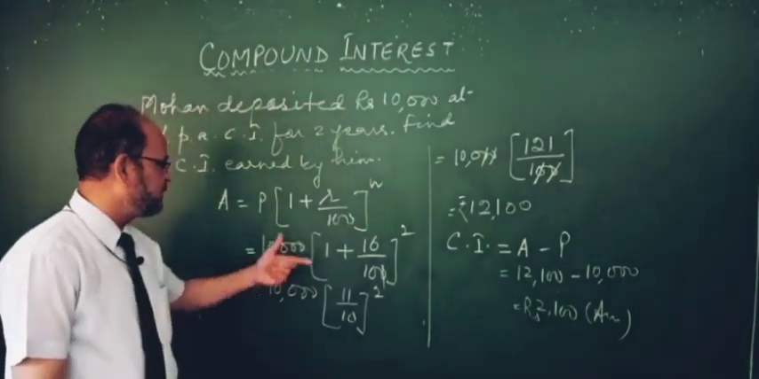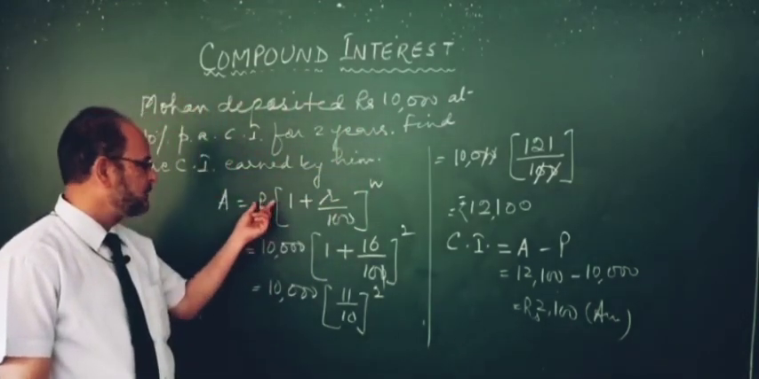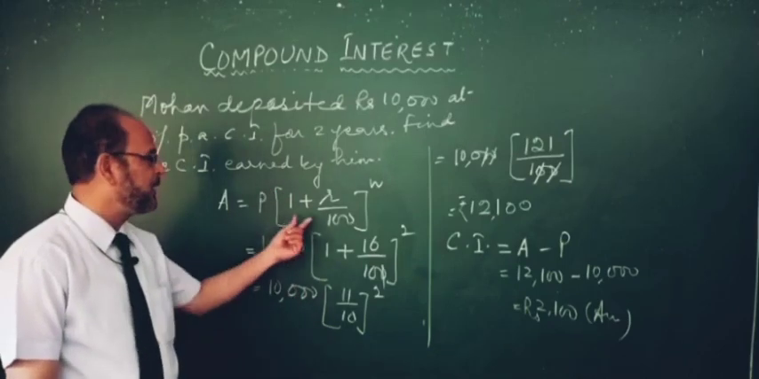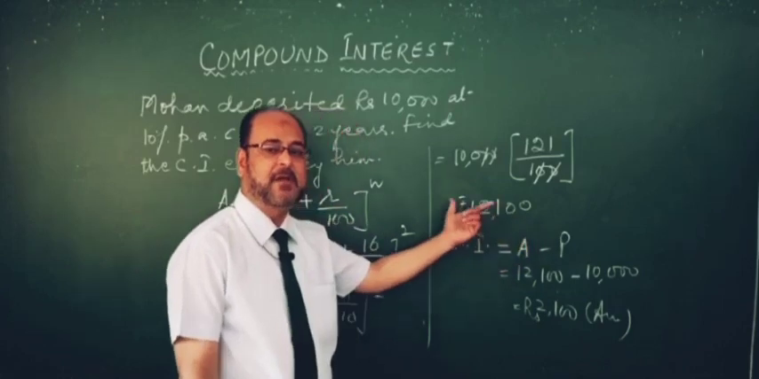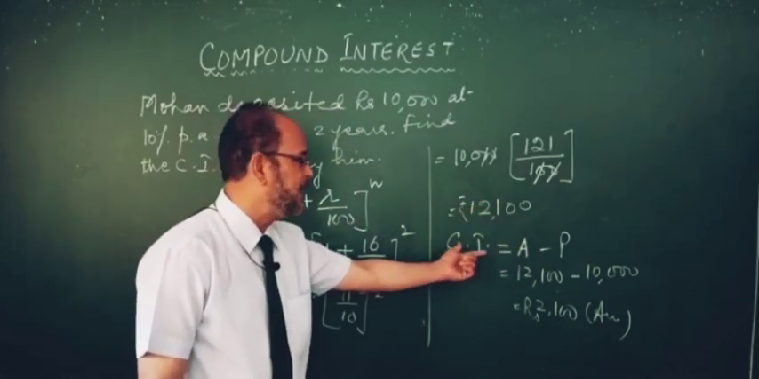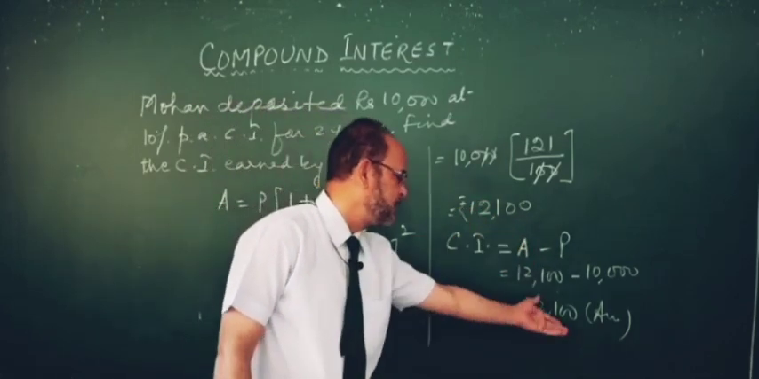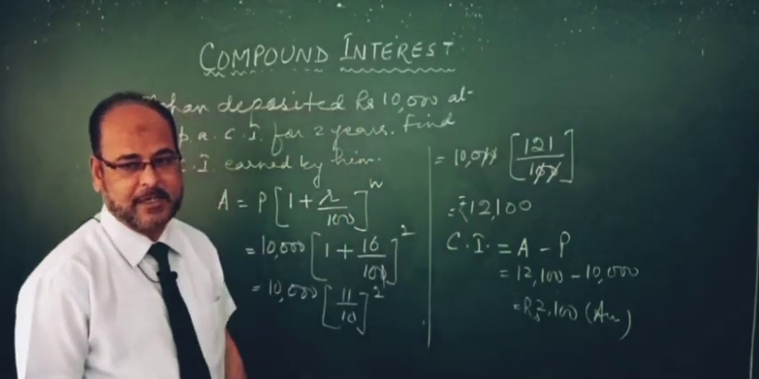What is the procedure? We will apply the amount formula. We will substitute the respective values of P, R and N, and then we will come to know the amount. Then we will write the formula of CI, that is A minus P, and answer will come 2,100 rupees.